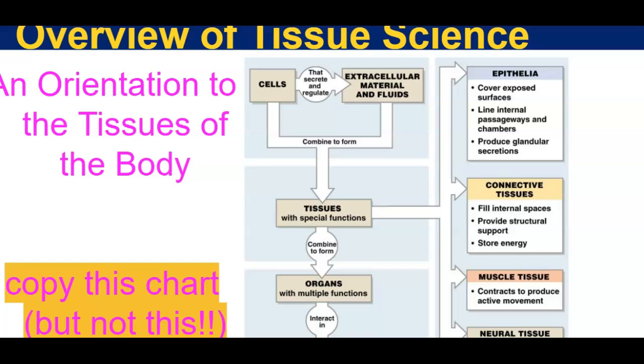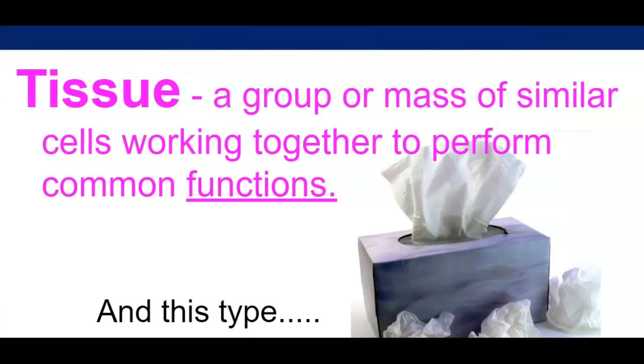So what do I need you to write for this slide? You need to do the pink stuff, which has the orientation. But see how I have this pink, but it's highlighted? It says copy this chart, but not this. So don't write in your notes, copy this chart, but not this. I don't need you to do that, okay? What I do need you to do is write an orientation to tissues of the body, and then the chart that goes along and splits up into the different types of tissues, okay? So today, our plan is to just talk about epithelial tissue.